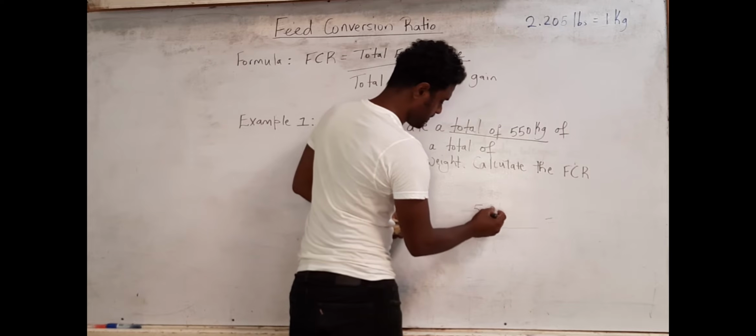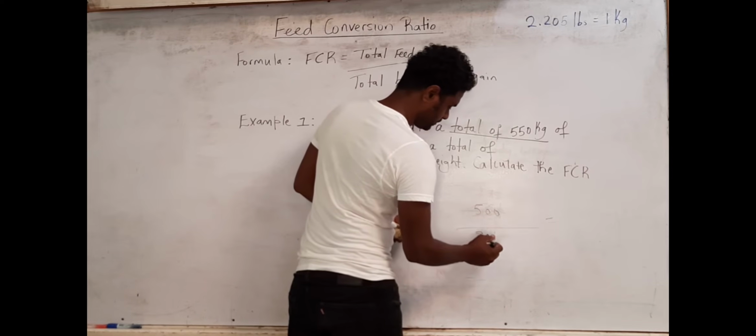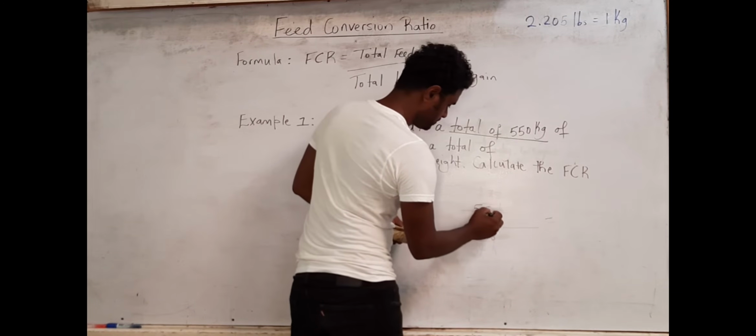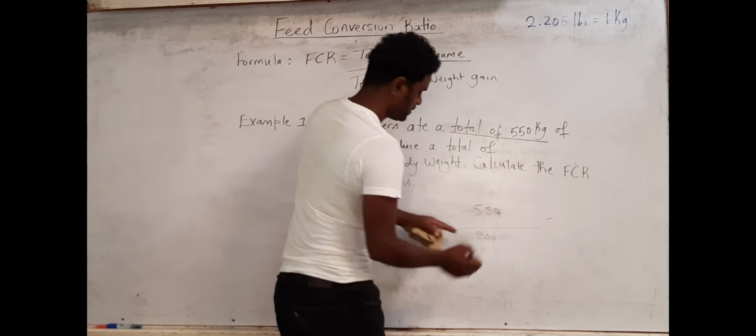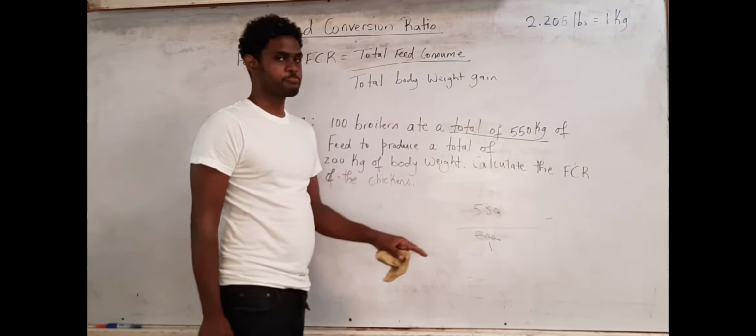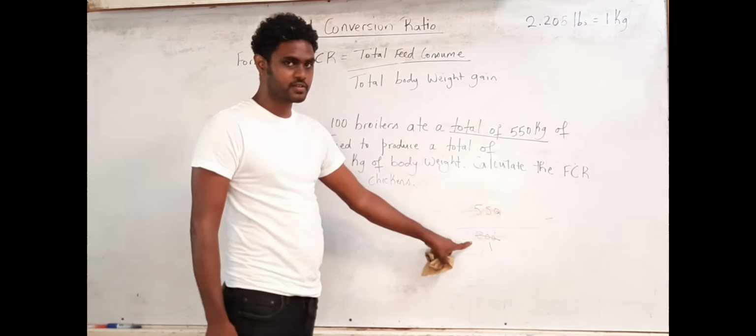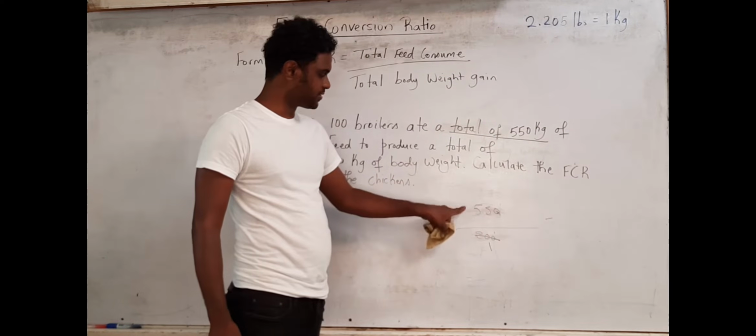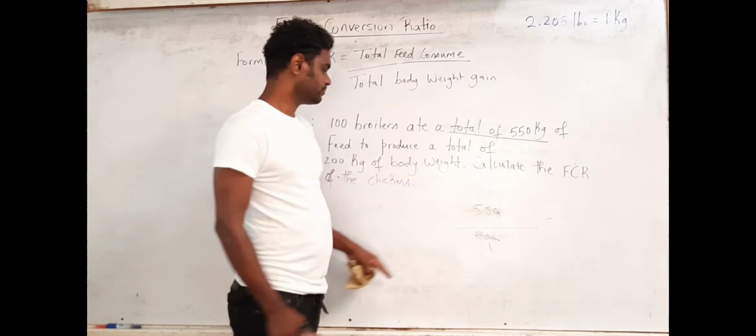You just say 200 into itself, 1. You calculate the bottom number into itself first, and then you divide the top number by it. Alright?